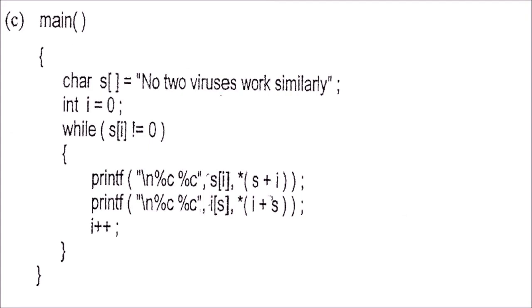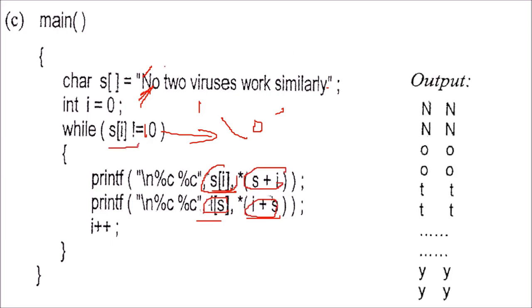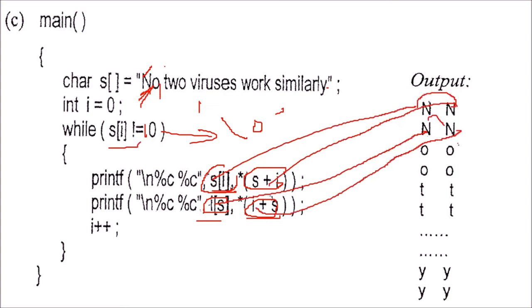We have a char array. No two viruses work similarly, and this question is about looping until s[i] is not equal to \0. Then from starting to this \0 we want to print everything, so this s[i] is going to print N. Again *(s+i), the value at s plus i, will give you N for the first time when i is 0. This also gives you the same one, this also gives you the same one. So all these four are going to give you the same result, that is N. When it runs again, it will give you O. See, this N is for this N, it has come from here, and similarly for the next one.